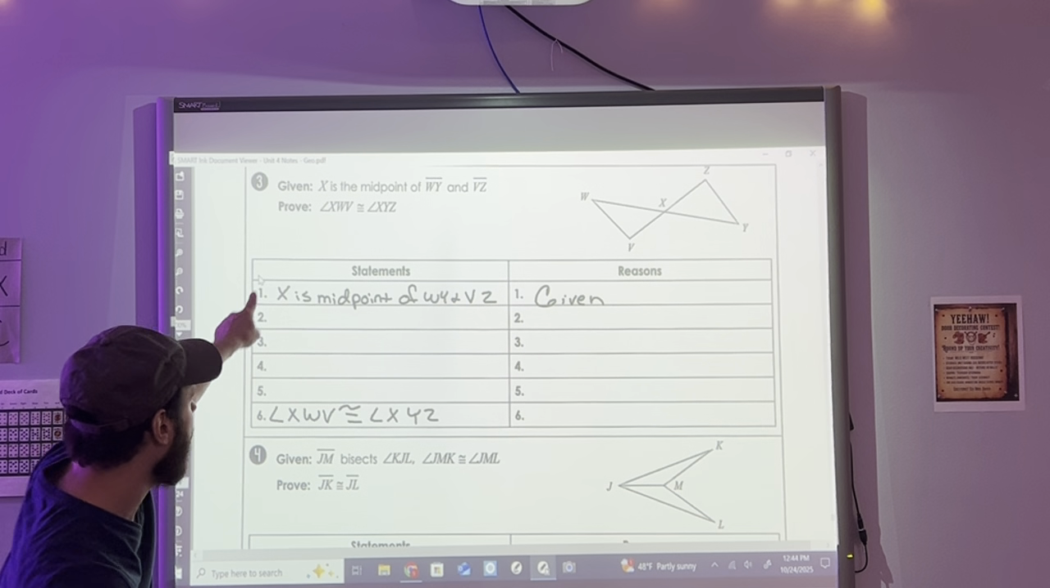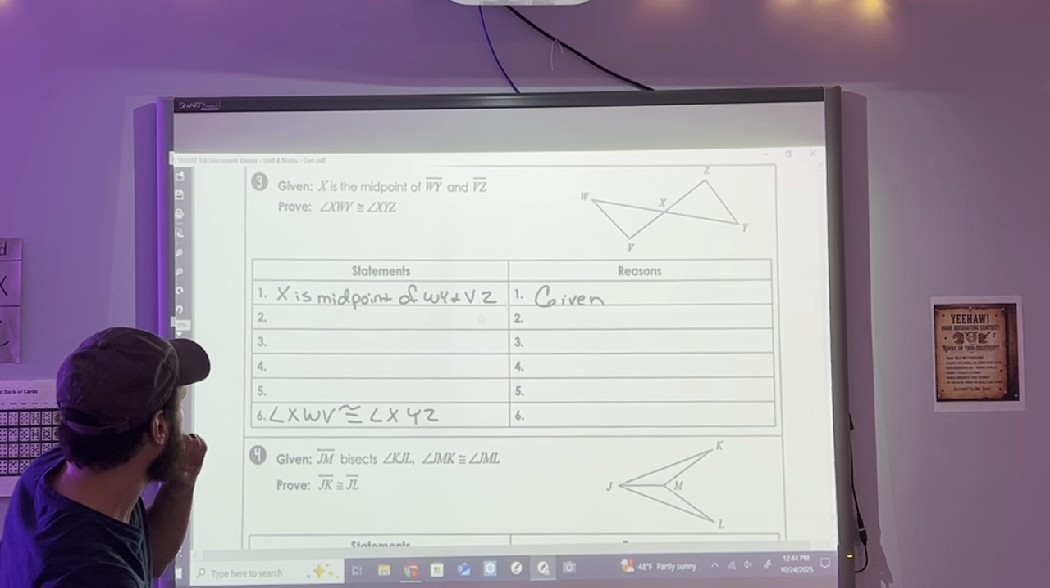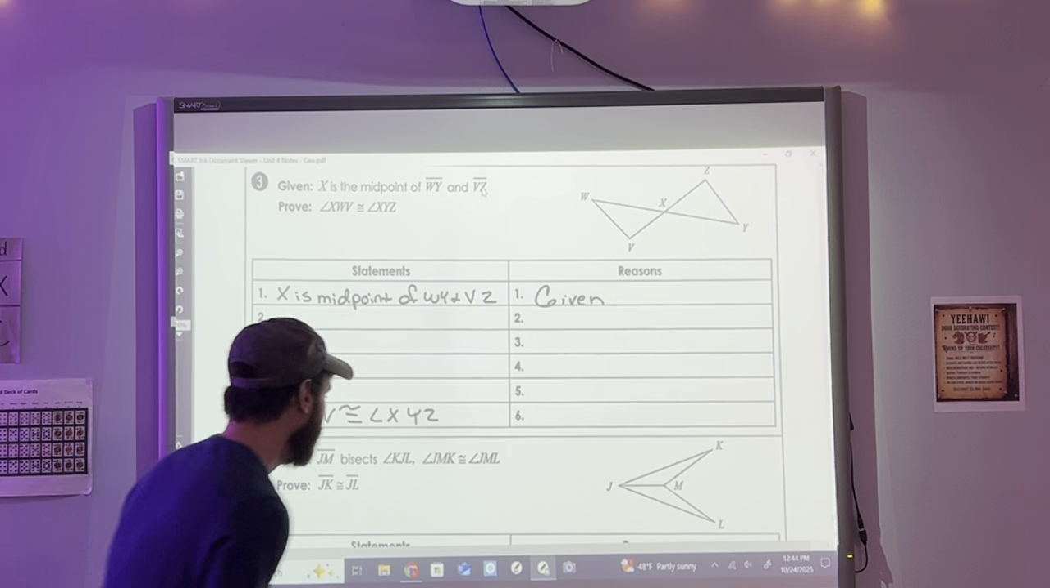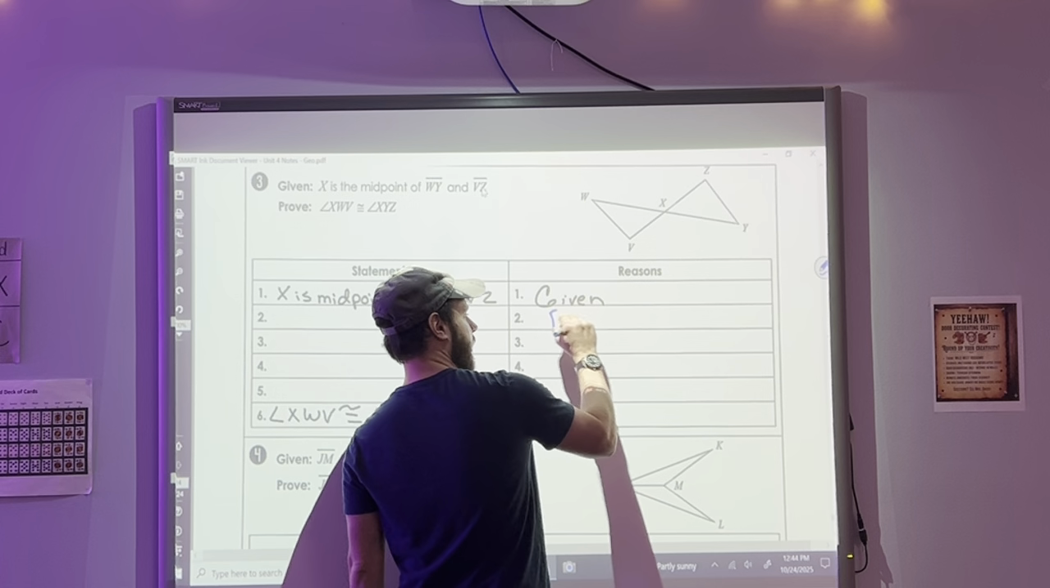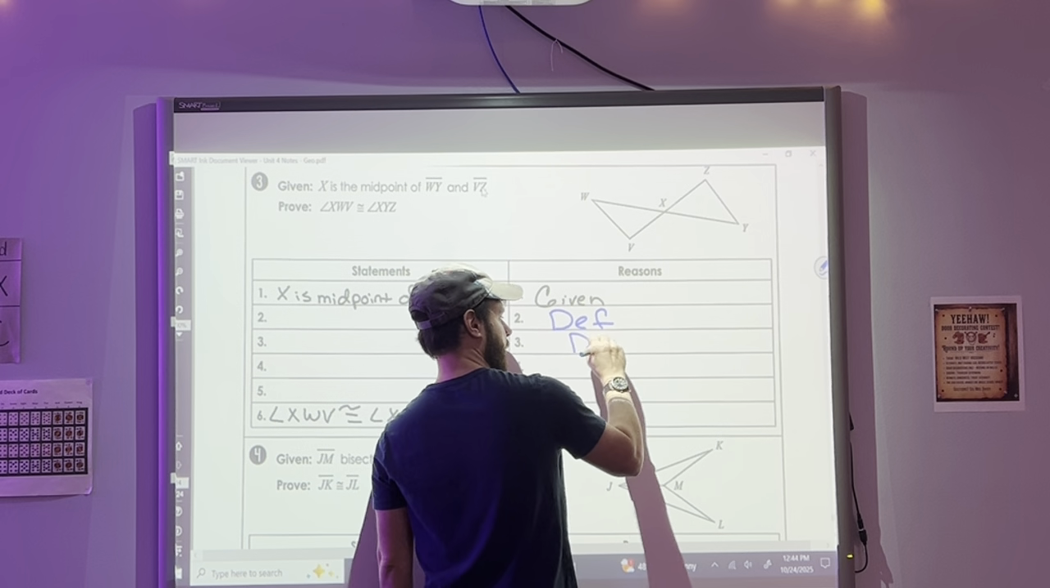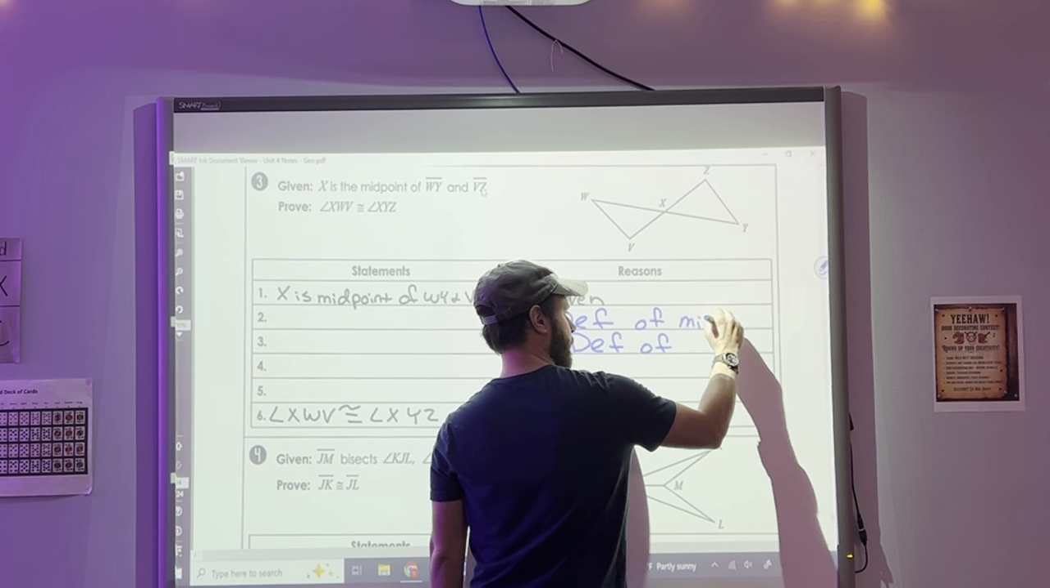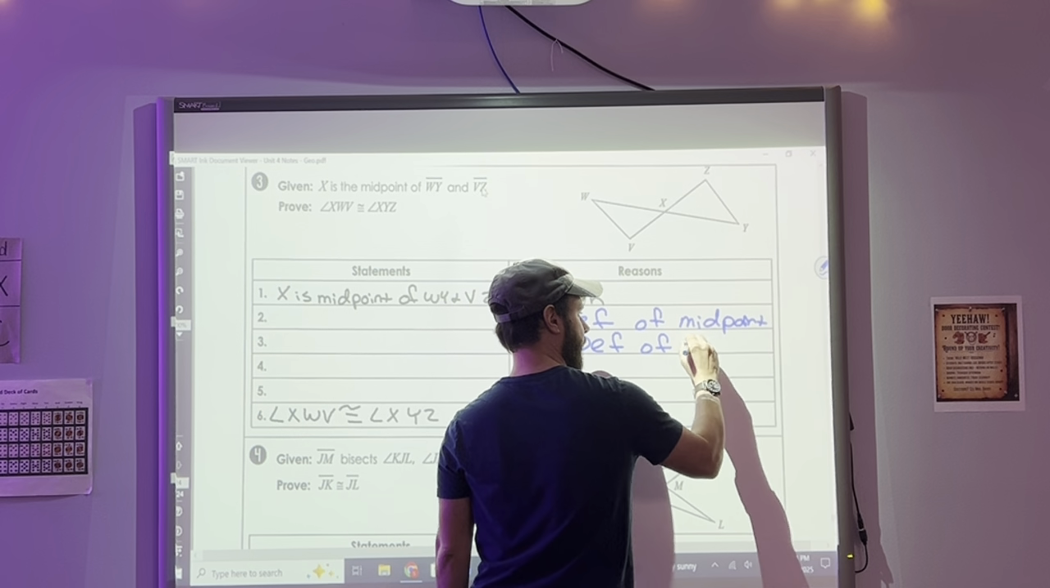X is the midpoint of 2 things right there. It's the midpoint of this and it's the midpoint of that. I count 1, I count 2. That means I'm gonna have definition of midpoint not once, but twice. Isn't that nice?